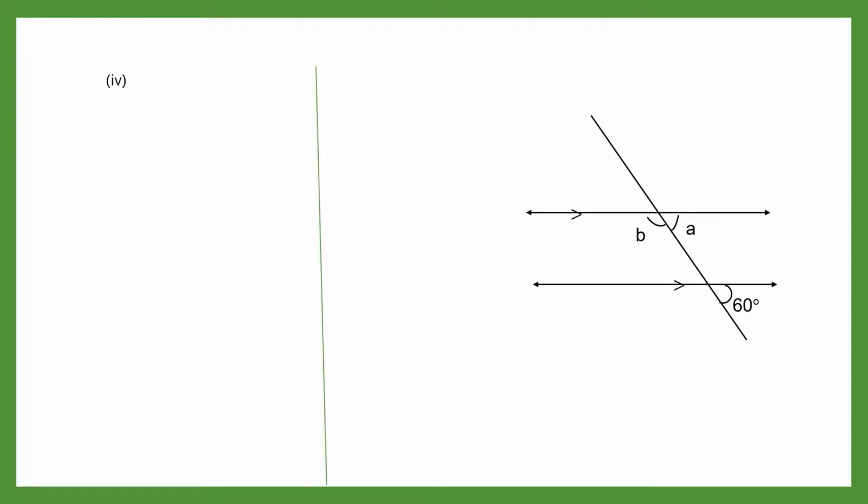Question 4. We have A and B again. Now let's see what is the relation between A and 60 degrees. If you look carefully, you can make out that A and 60 degrees are corresponding angles, and we know that corresponding angles are equal. That means A is equal to 60 degrees. How did we find out that? Because corresponding angles are equal and A and 60 are corresponding angles.